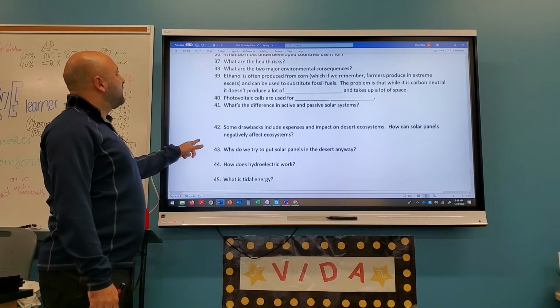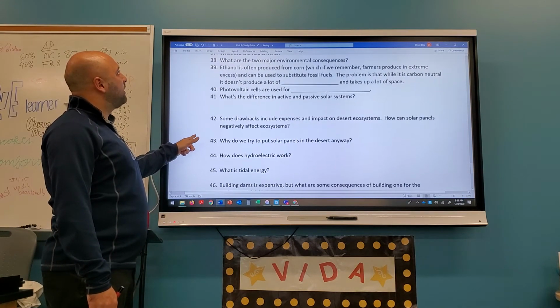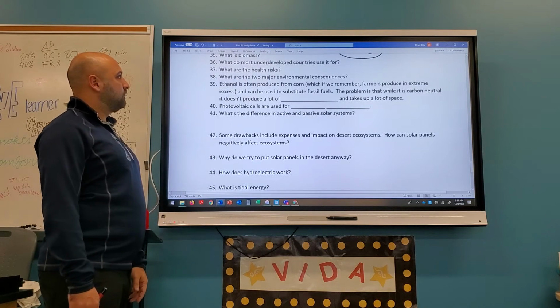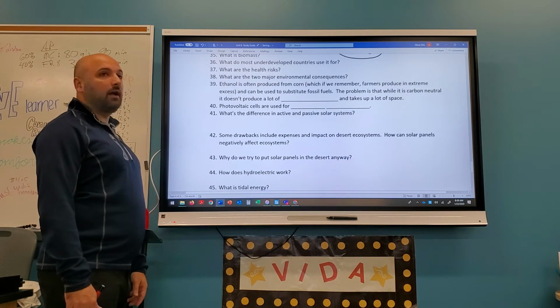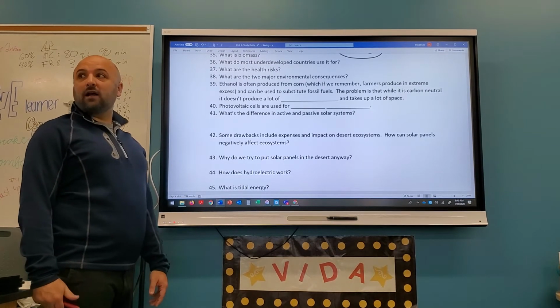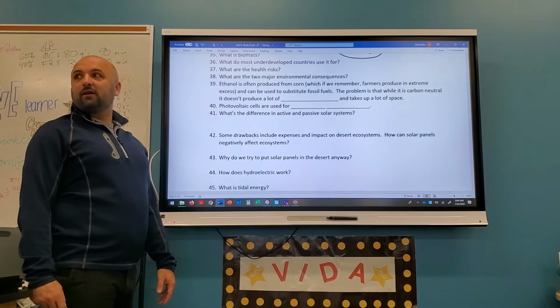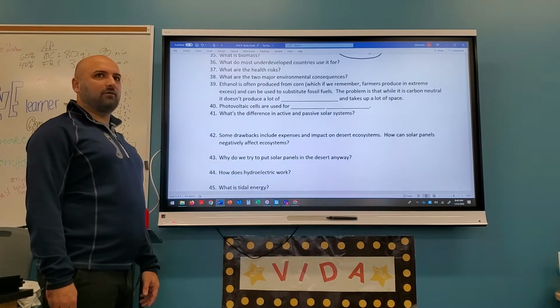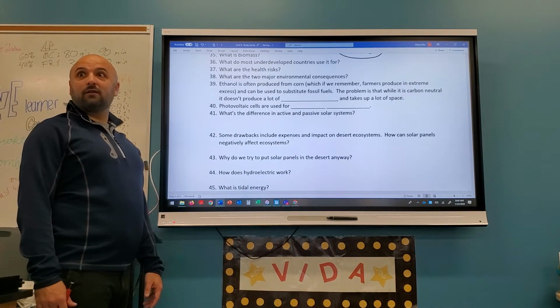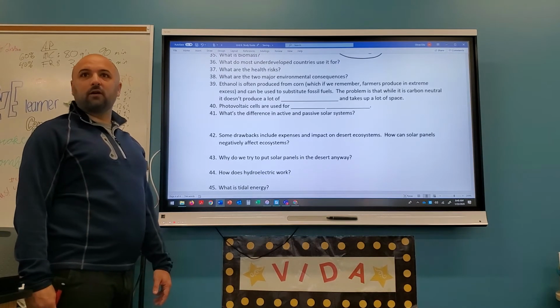What are the 2 major environmental consequences of using biomass? Clear cutting occurs, which is not good, because you're cutting down a whole bunch of trees. But then what do we do with these trees once we cut them down? We burn them, which means CO2 goes up.